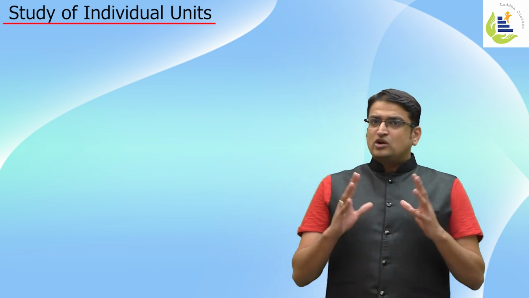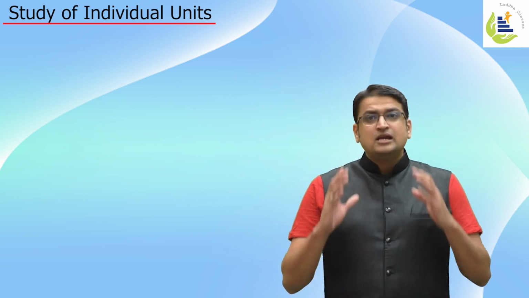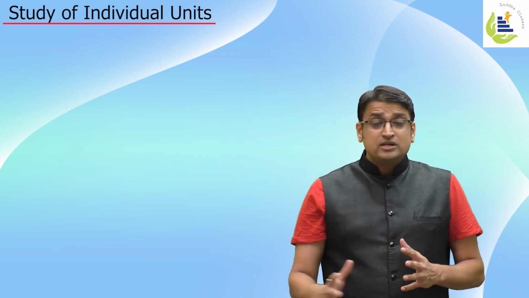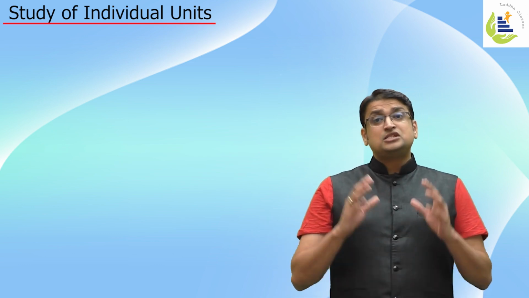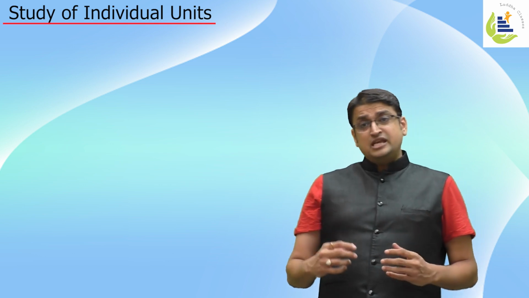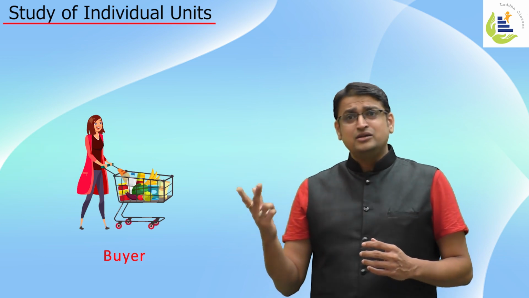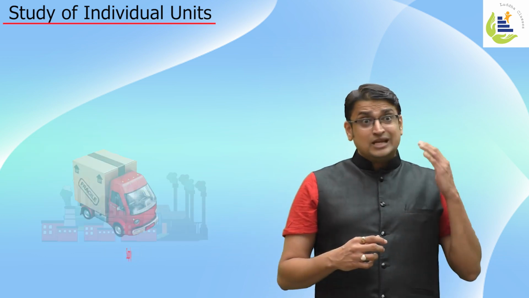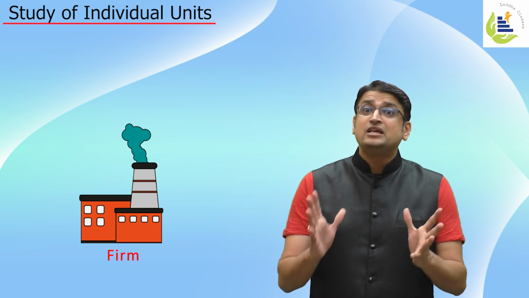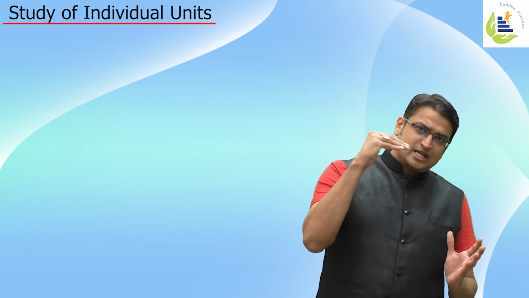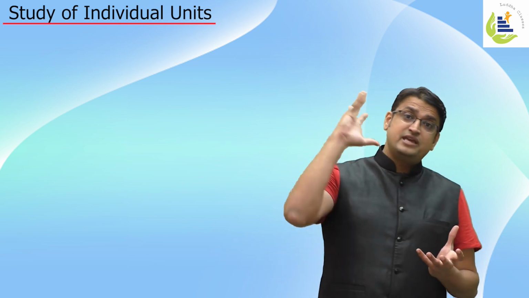In a nutshell, what do we understand? That one of the important and foremost features of microeconomics is the study of individual units of a bigger economic variable. So here we study individual consumer, individual household, individual buyer, individual supplier, individual industry, individual firm, price of an individual product, and the list goes on. So in microeconomics, we go to that small level, the individual level of an economic variable.